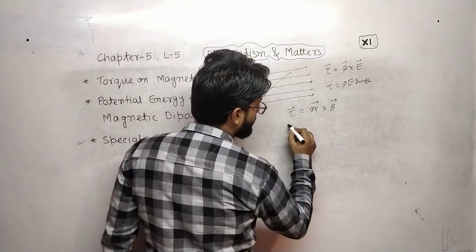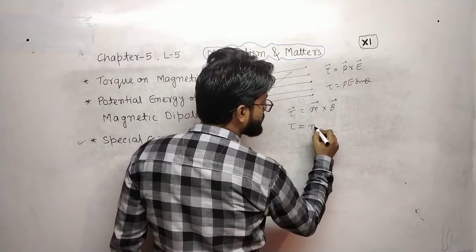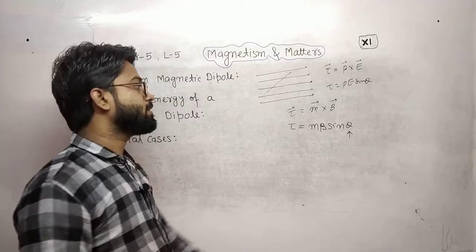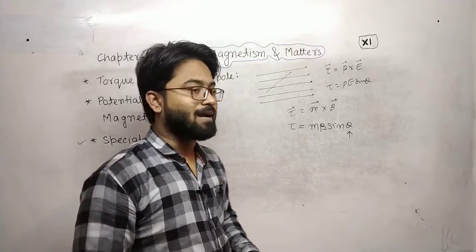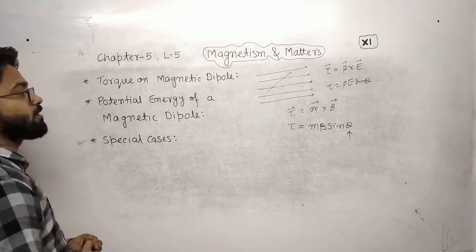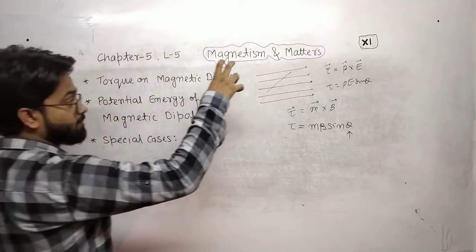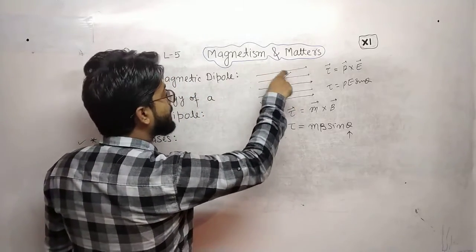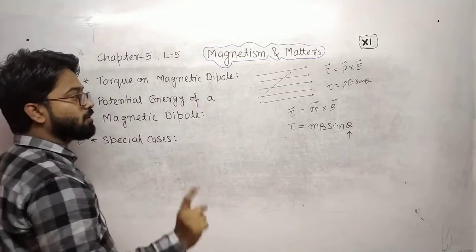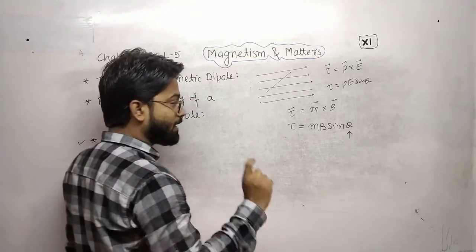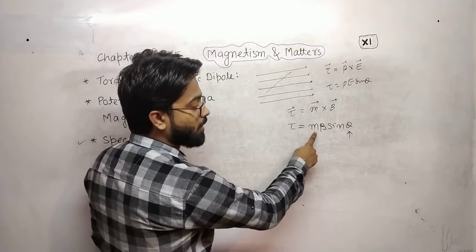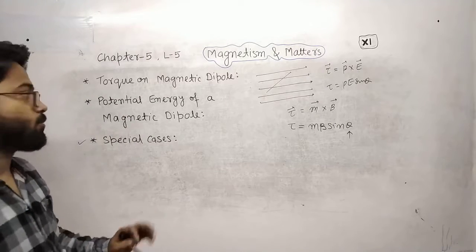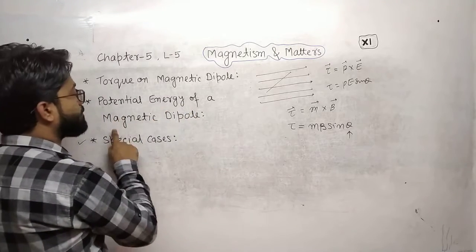In magnitude form, you can write tau is equal to MB sin theta, where theta is the angle between the magnetic moment vector and the magnetic field vector. Okay, hope you are understanding. It means if the magnetic dipole or magnetic needle is placed in a uniform magnetic field, then torque on the magnetic needle or magnetic dipole will be equal to MB sin theta. Okay, now second point, potential energy of a magnetic dipole.